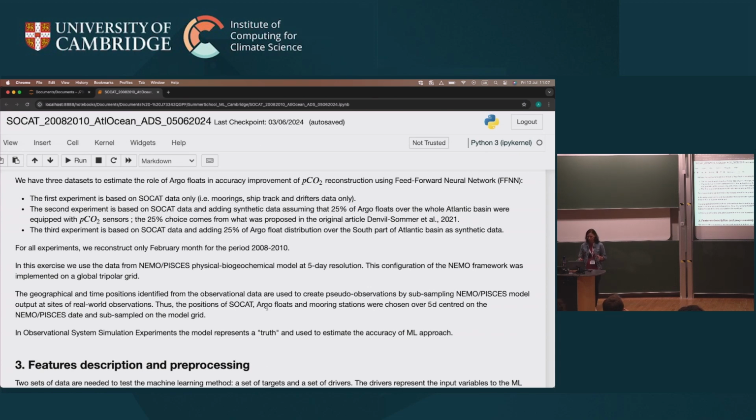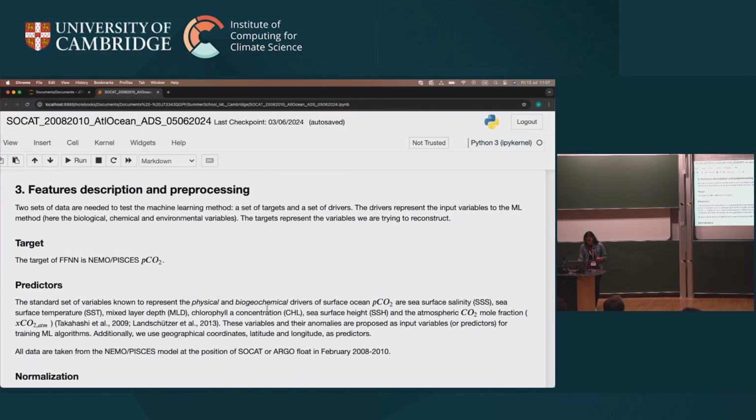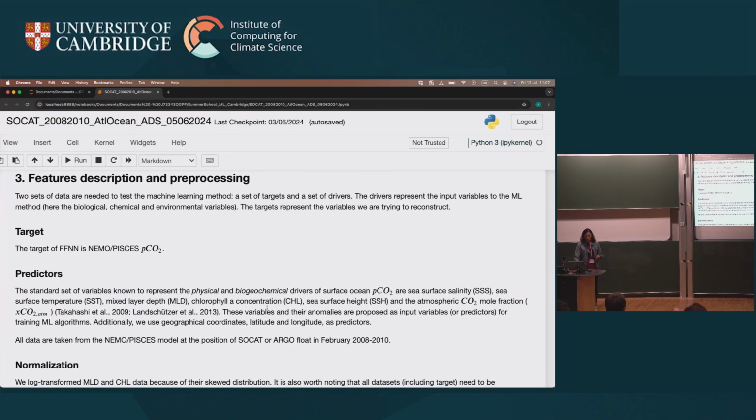Okay, so let's speak about the features. To test our machine learning here, we need 2 databases: our targets and a set of drivers. The drivers are what will be input to our machine learning model, and the targets are what we want to reconstruct. So for us, it's pCO2, ocean surface pCO2.